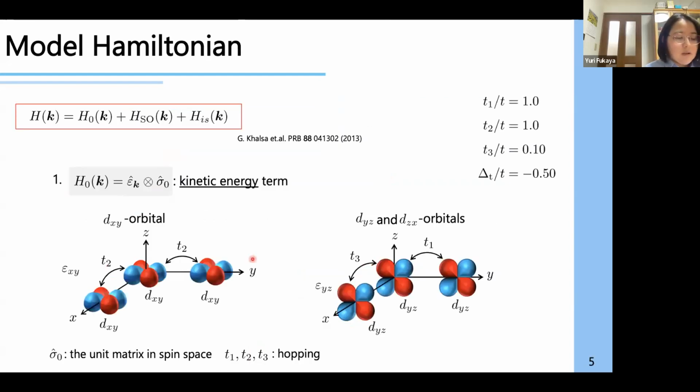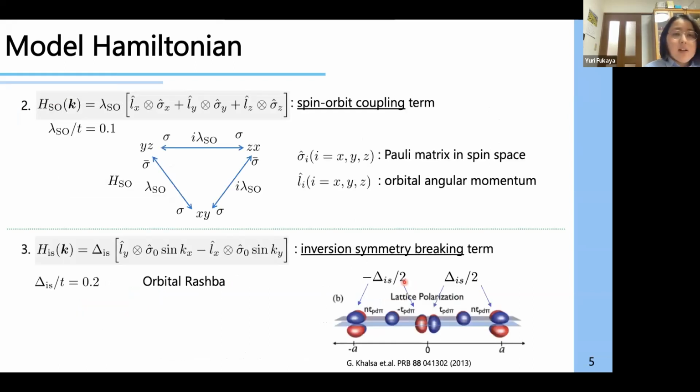The model Hamiltonian is based on the t2g electrons in 2D with inversion symmetry breaking due to the lack of horizontal mirror. This Hamiltonian is constructed from three terms. The first one is the kinetic energy term: the dxy orbital has isotropic hopping, and the dyz and dzx orbitals have quasi-one-dimensional intra-orbital hopping like this. The second one is the atomic spin-orbit coupling term, and the third one is the inversion symmetry breaking term, the so-called orbital Rashba coupling.